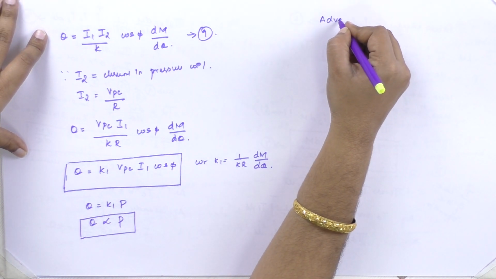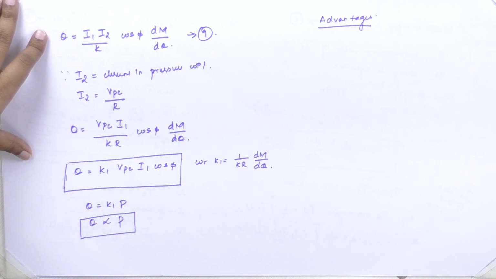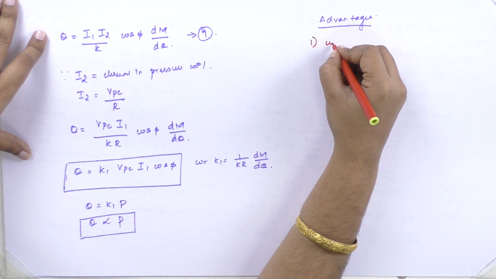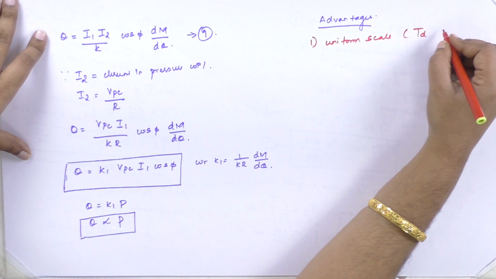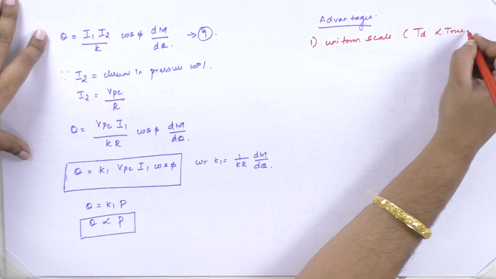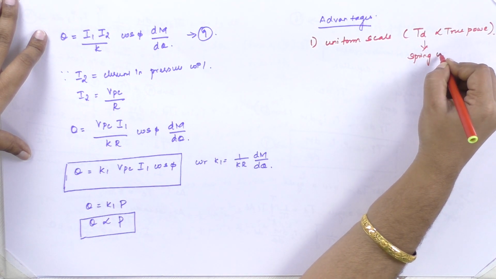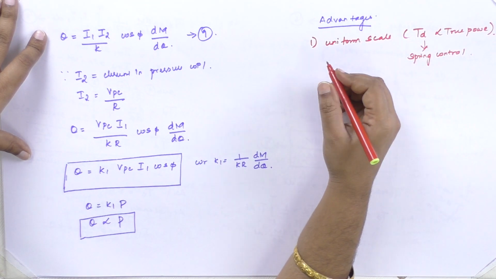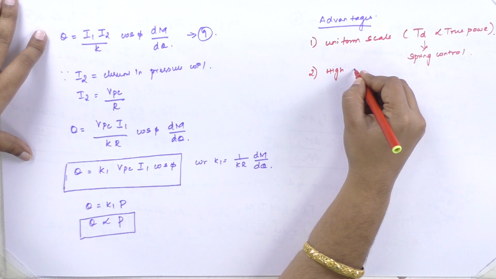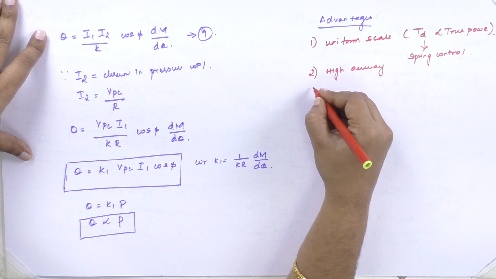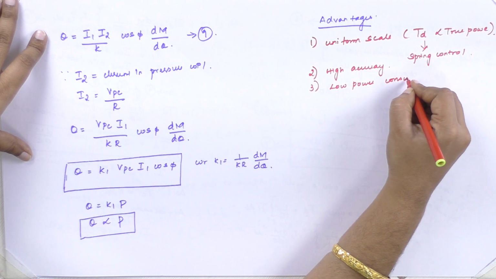Now, let us see the advantages of the single phase electrodynamometer type wattmeter. It has a uniform scale because the deflection torque will be directly proportional to the true power, and also we have used spring control for producing the controlling torque. The scale will be uniform in case of the electrodynamometer type wattmeter. Second one is it has higher accuracy, and third one, the power consumed will be low.